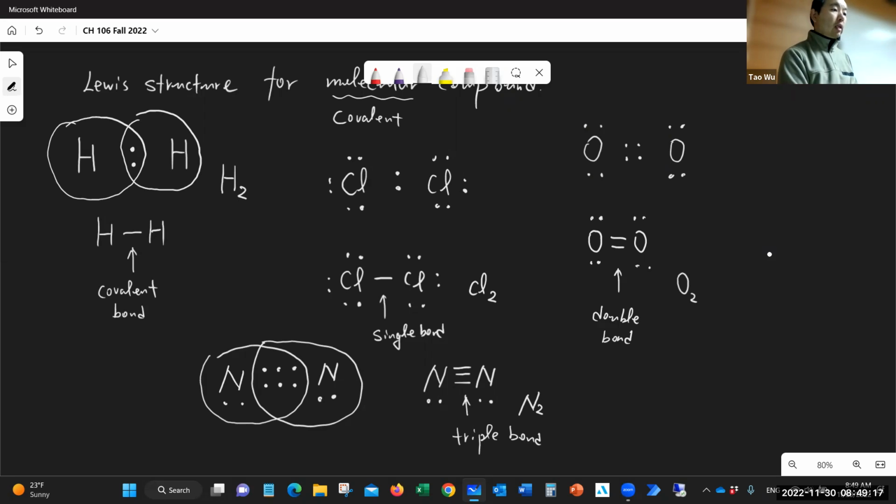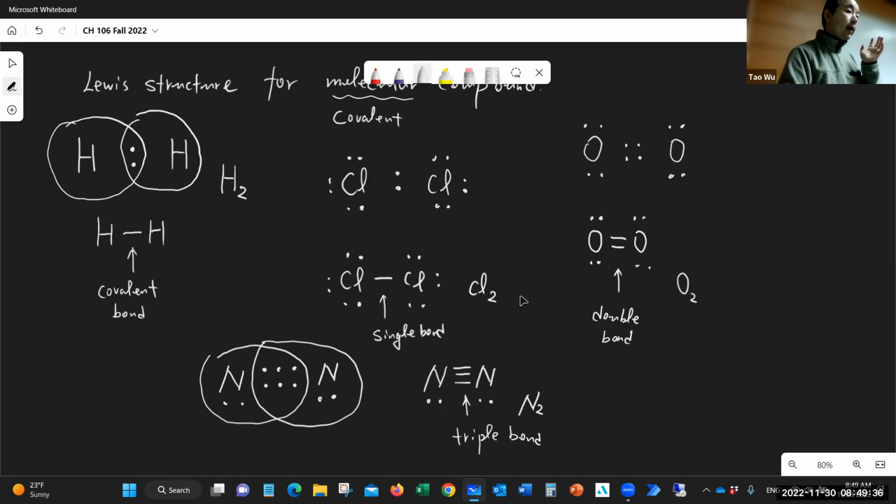Okay, so this is the Lewis structures for the molecular compounds. We'll have compounds like this. You will see single bonds, double bonds, and triple bonds. Okay, all right, so any questions?